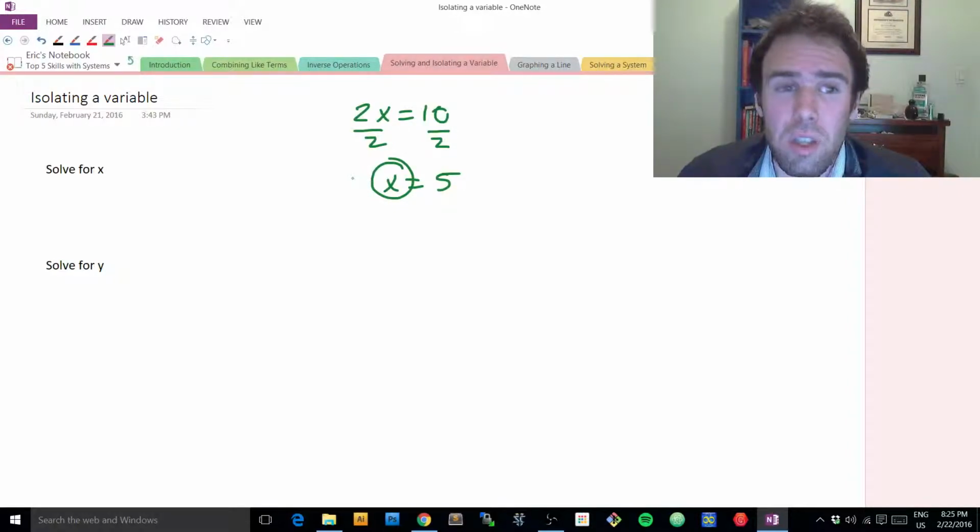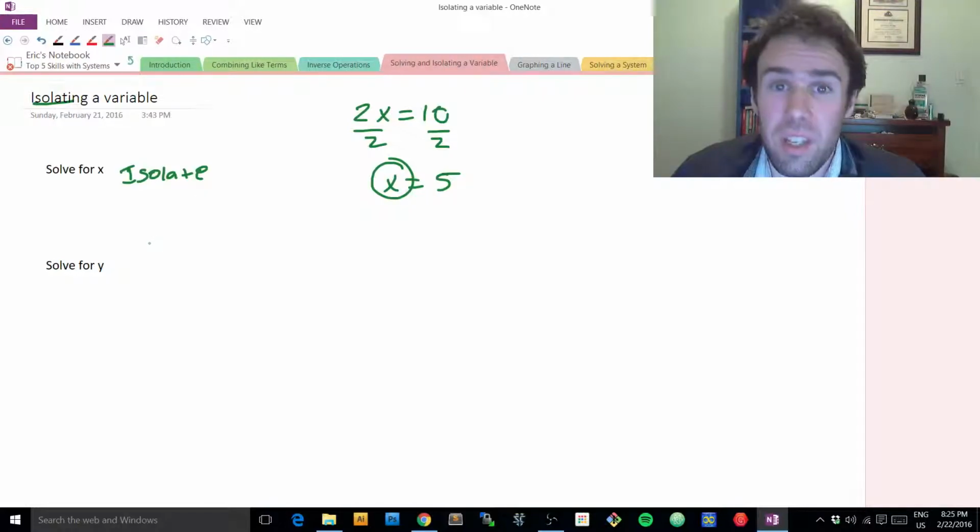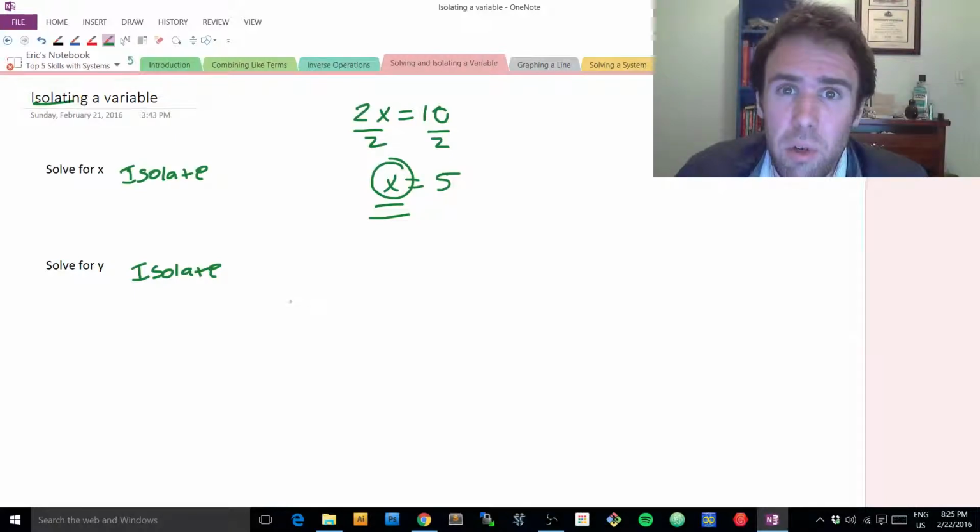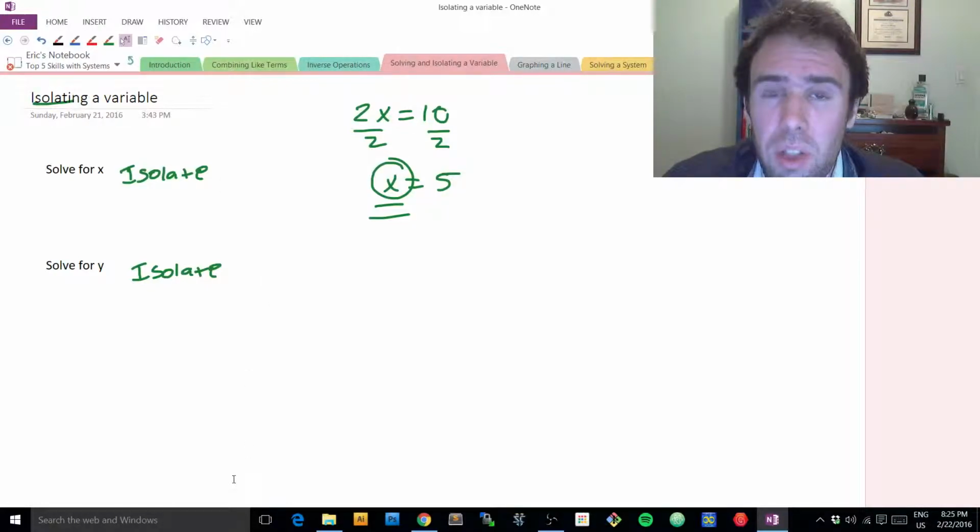So when we say the phrase solve for x, that is interchangeable with saying isolate x. Or if I say solve for y, that's the same thing as saying isolate y. In other words, make it so that your equation has that variable all by itself on one side of the equation. Now let's start putting this in some other contexts and get things rolling.